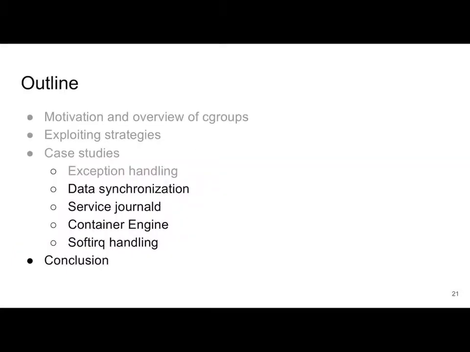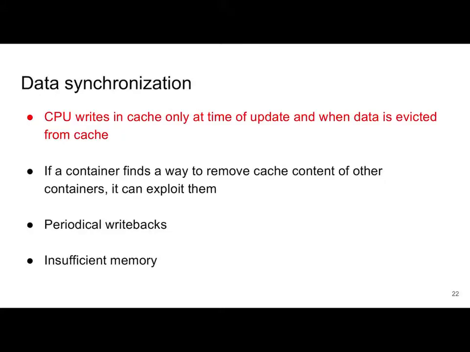So we have discussed one of our case studies on exception handling, how it can exploit C groups and CPU resources and affect the other containers sharing the same host or competing for the cores, the memory or input output. Now we're going to discuss data synchronization, how it affects the other C groups and how it can be exploited. Now we're going to see how we can exploit the write-back mechanism for disk data synchronization.